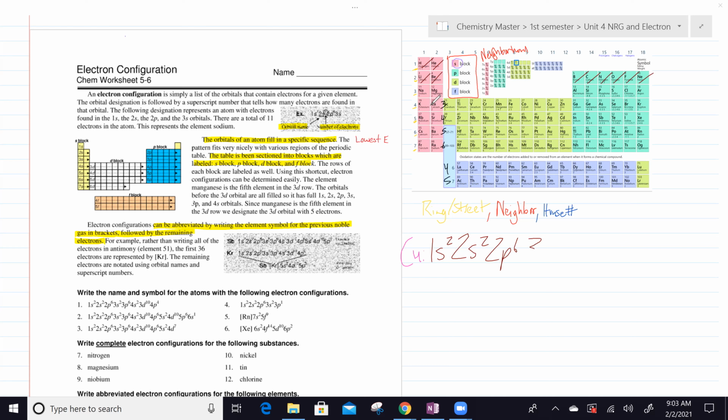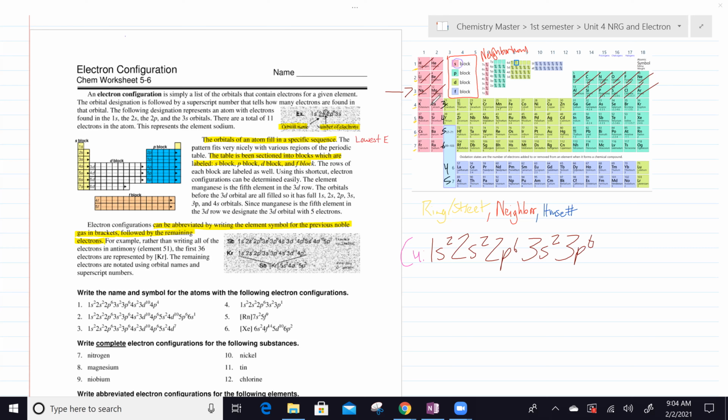3s2. Excellent. Now we're on the 3rd street, S neighborhood. Joanna covered sodium and magnesium. Good. Is the next one 3p6? Very nice. Was that Mariah? Great job, Mariah. 3p6 covers aluminum, silicon, phosphorus, sulfur, chlorine, and argon. Excellent. Julie, how about the next part?